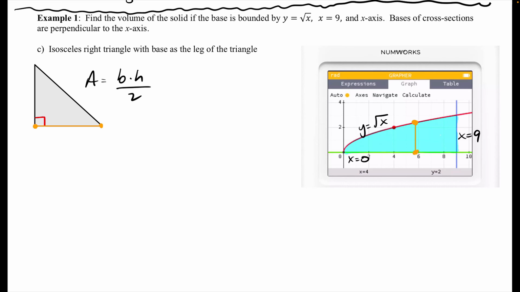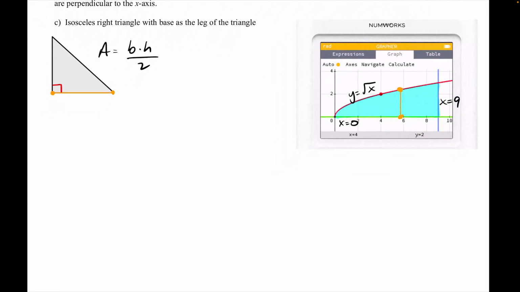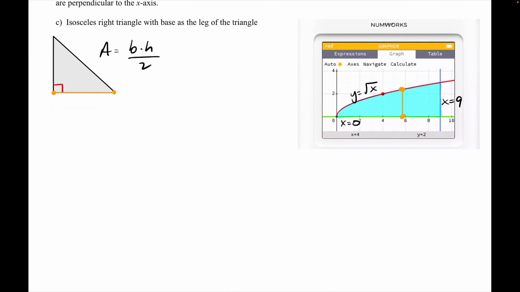So I need a base and a height for this guy. What's true about the base and the height? They're equal, because they're both the legs, right? If the base is sitting here, that's going to be the base, and then the height is going to be exactly the same. It's half of a square, a diagonal cut of a square. So the base and the height are the same, right?